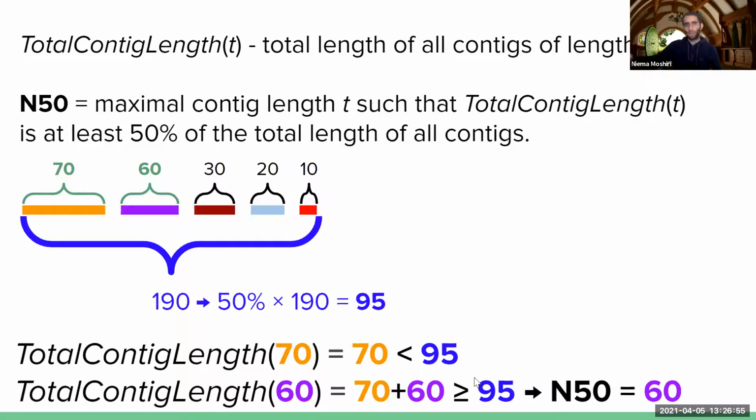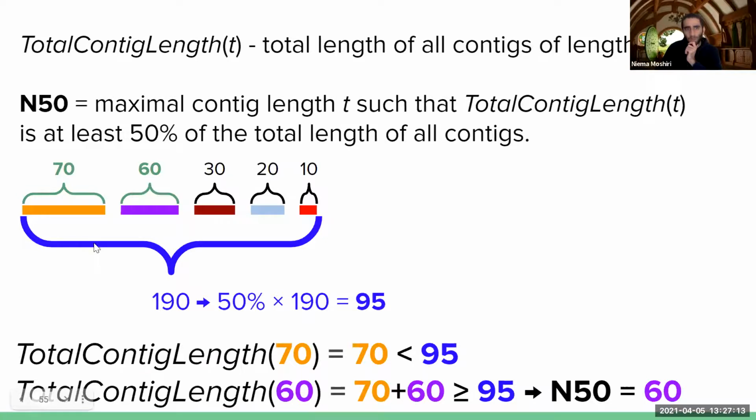It's the length of the longest contig such that if you add up all the contig lengths greater than or equal to that length, you get more than half the total length. Does that kind of make sense? This is a little weird, but any questions about how I got that?